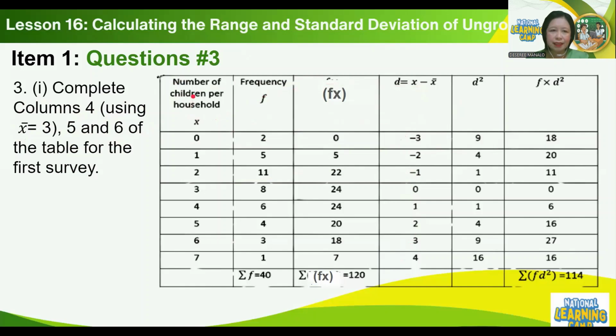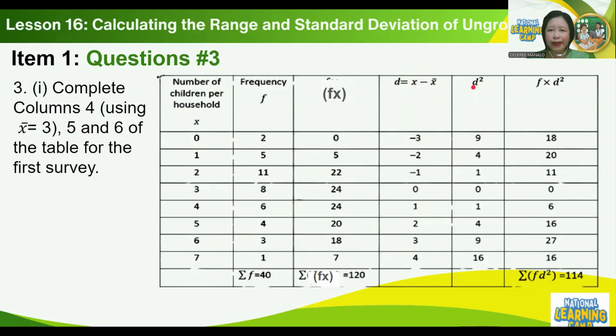Our X stands for the number of children per household. So we have 0, and our mean is 3. So 0 minus 3 is negative 3. 1 minus 3 is negative 2. 2 minus 3, negative 1. 3 minus 3 is 0. 4 minus 3 is 1. 5 minus 3 is 2. 6 minus 3 is 3. 7 minus 3 is 4. So these are the values that we obtained in the column of D is equal to X minus mean. This is the deviation, so D stands for deviation.